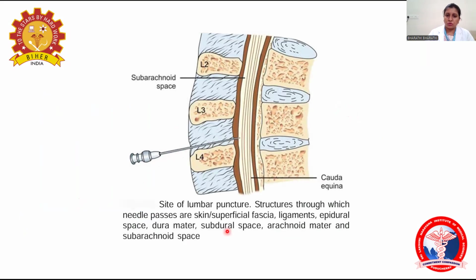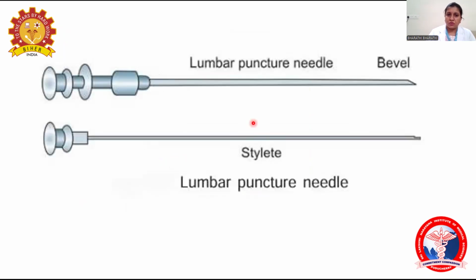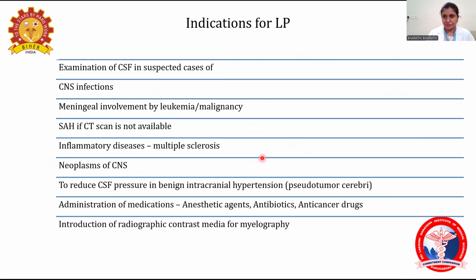We have to pierce the skin, superficial fascia, ligaments, epidural space, and the dura mater, then the arachnoid mater, into the subarachnoid space, and from there they take the fluid. It's generally done between the L3 and L4 space. So you should know the area where CSF has to be taken. These are the needles. You should know this is the shape and this is the stylet.